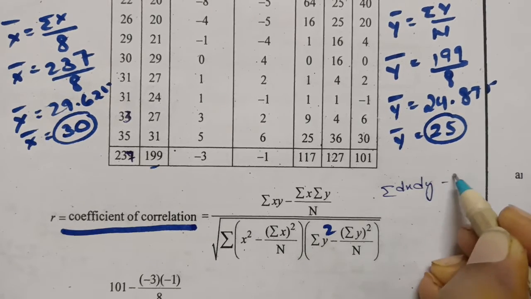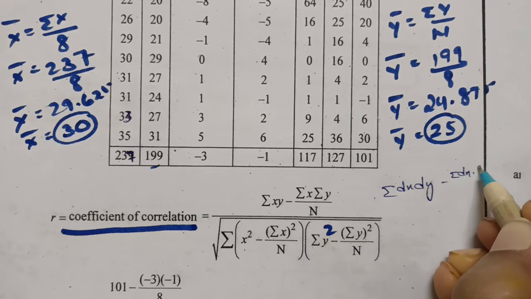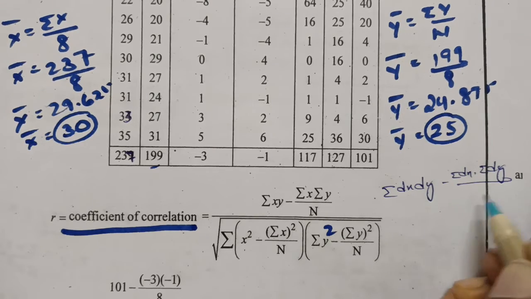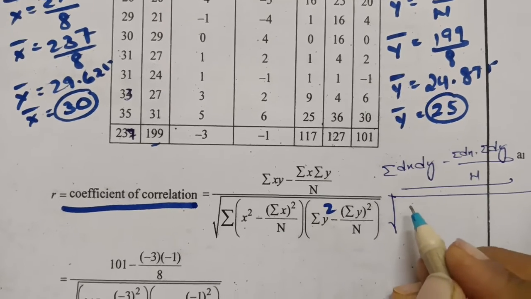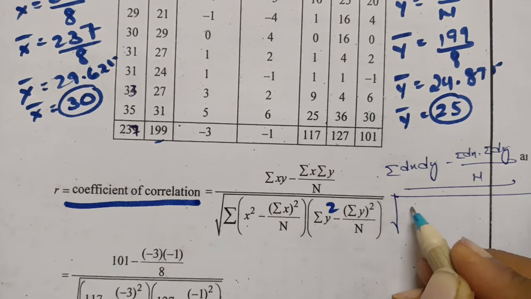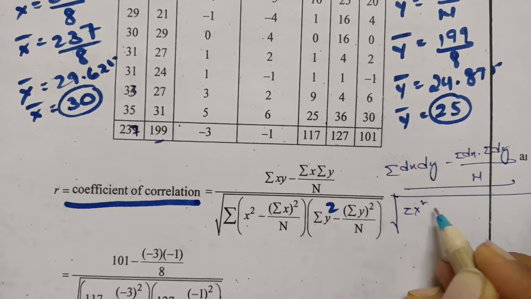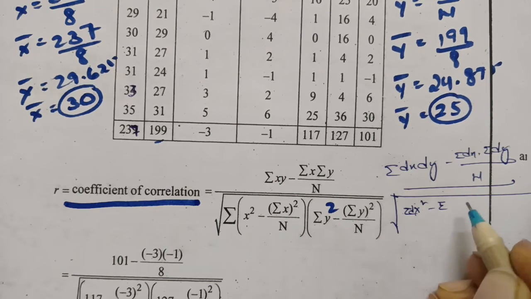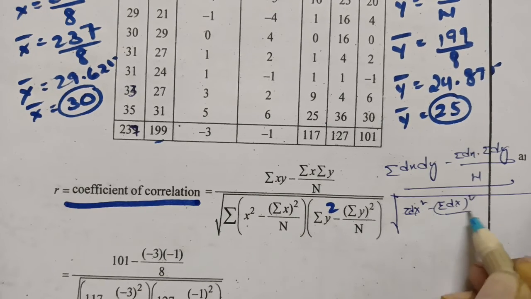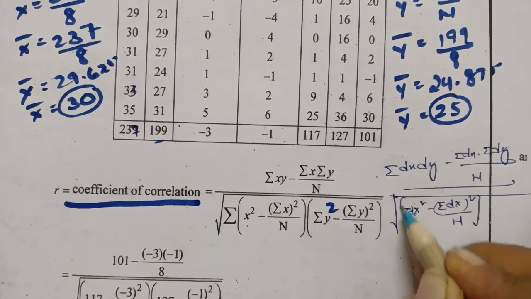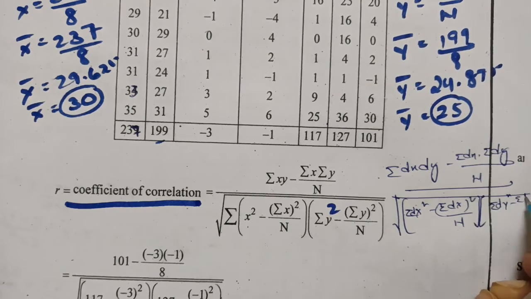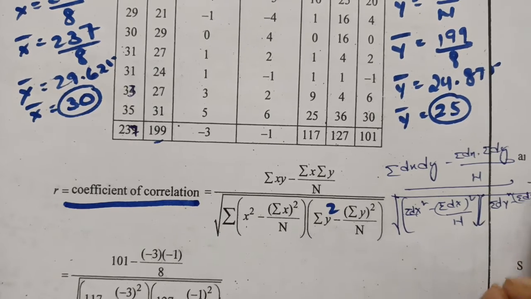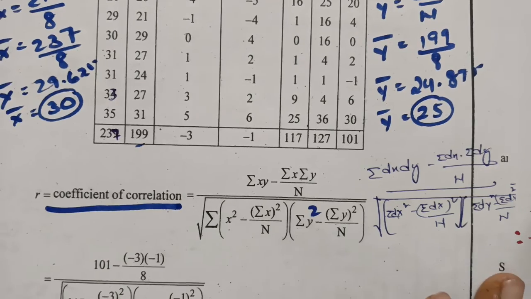Sigma dx dy minus sigma dx into sigma dy by n, divided by the root over sigma dx square minus sigma dx whole square by n, into sigma dy square minus sigma dy whole square by n. So this is the formula here. So this is the exact formula.